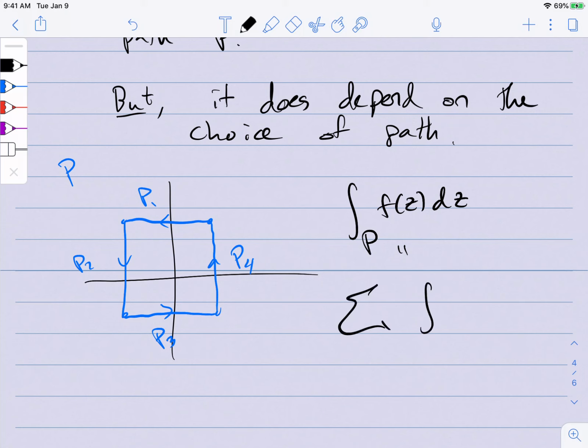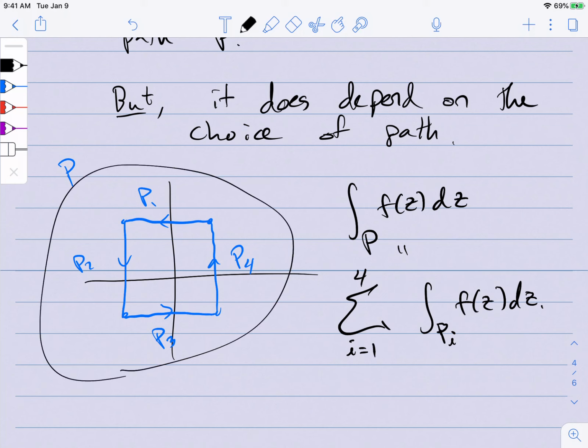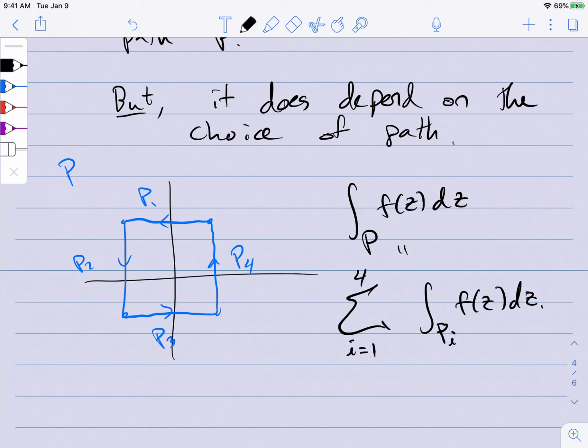So I integrate first over P1, then P2. So I integrate over all the Pi's my function. And that'll give me the correct answer. And so if you see something where it's easy to parameterize the pieces, but it's hard to parameterize the whole thing, just do it piece by piece, and that's the easiest way.